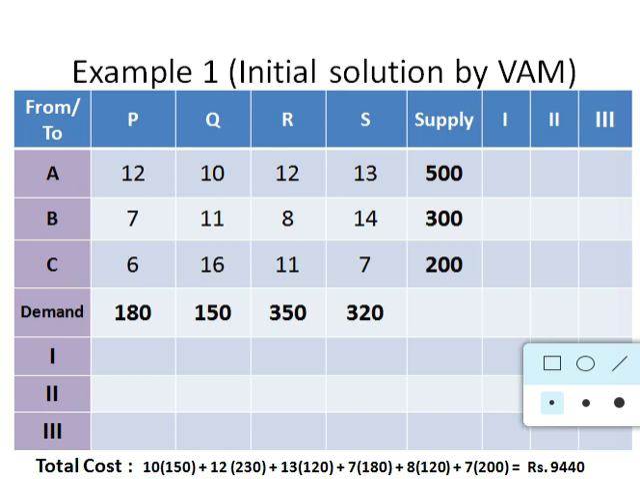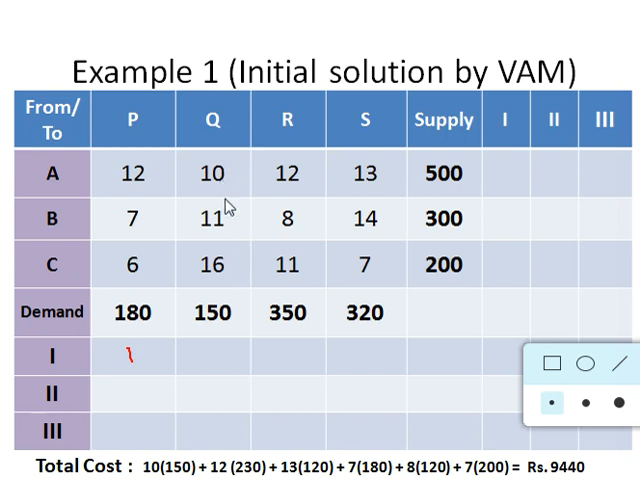Now we will see how to solve this example using Vogel's approximation method, the VAM method. It is also known as the penalty method. In this VAM method, we are going to take differences row wise as well as column wise. In the first column, we take the difference of the two minimum values. What are the two minimum values here? 6 and 7. So the difference is 1.